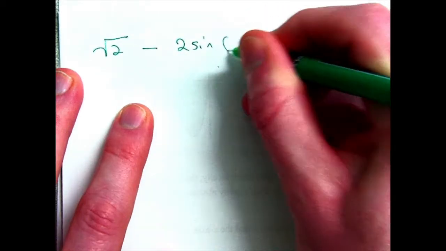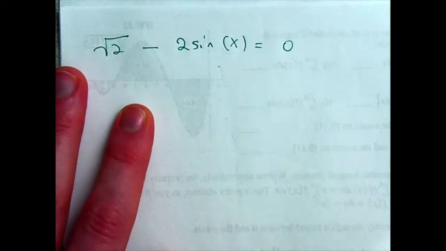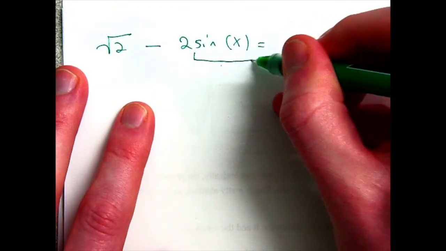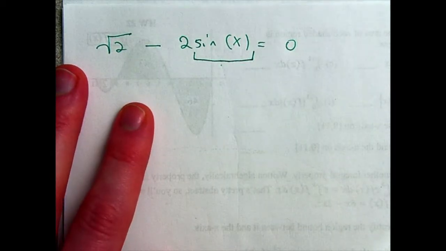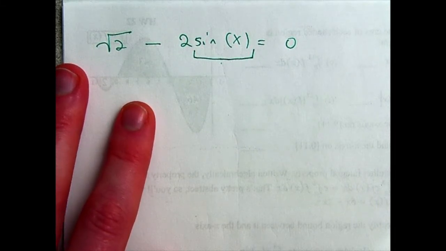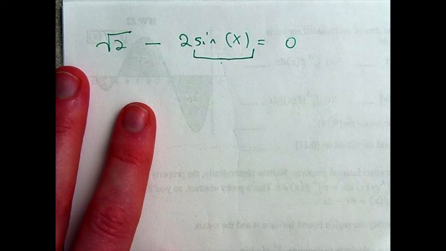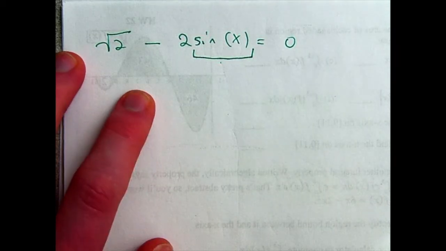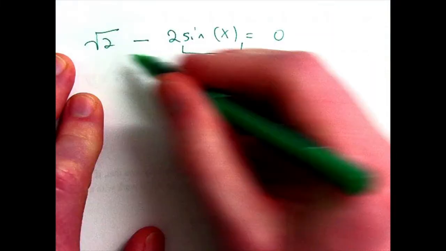Let's consider this one: root 2 minus 2 sine of x equals 0. Now, what's different about this trig equation? Well, basically, the trigonometric function, the sine function, isn't isolated. That's what's different about this equation. So your first move when solving trigonometric equations is, if you have to, isolate the trig function, right? Get the sine x by itself.